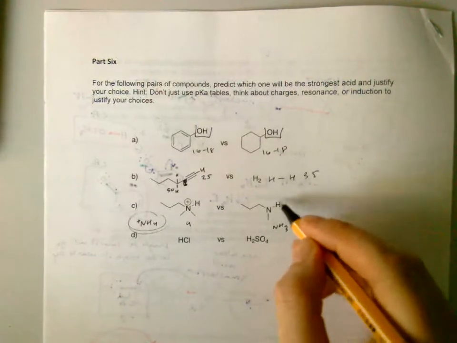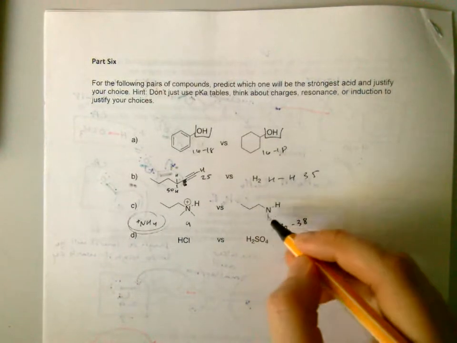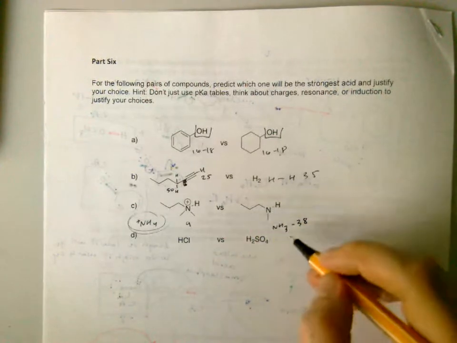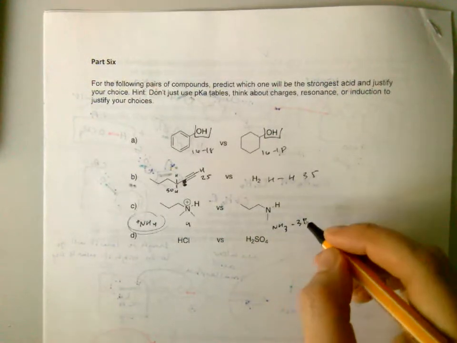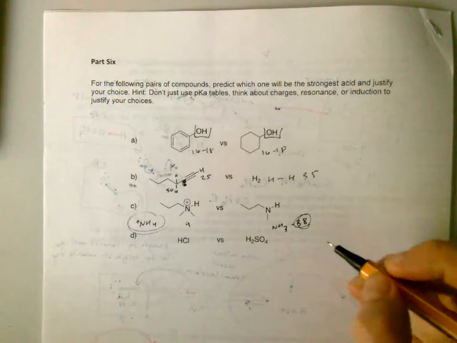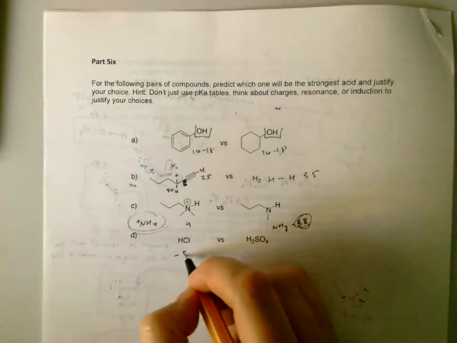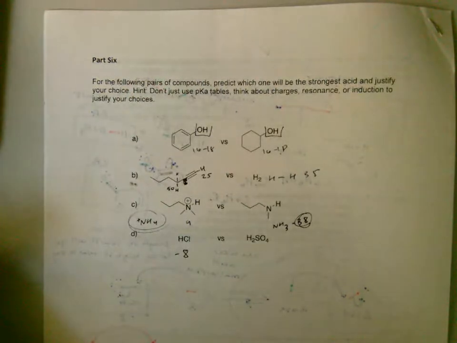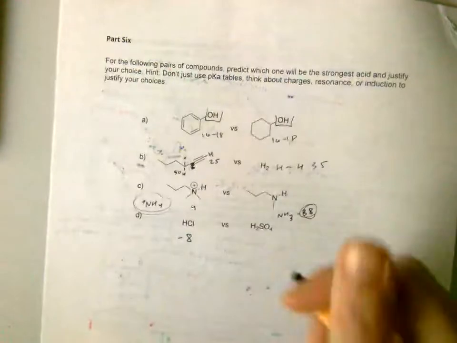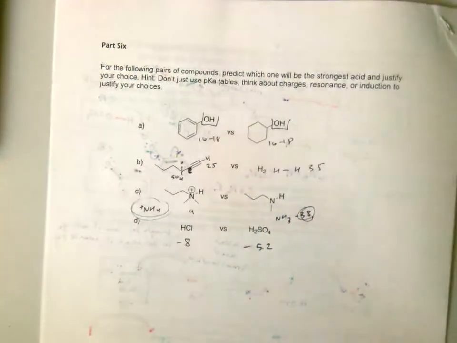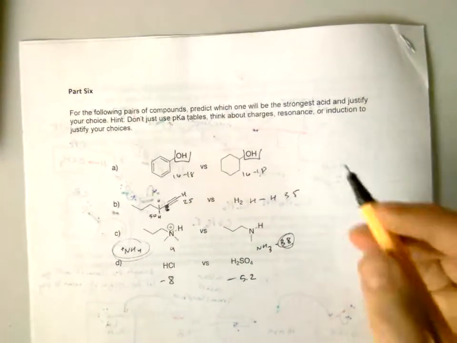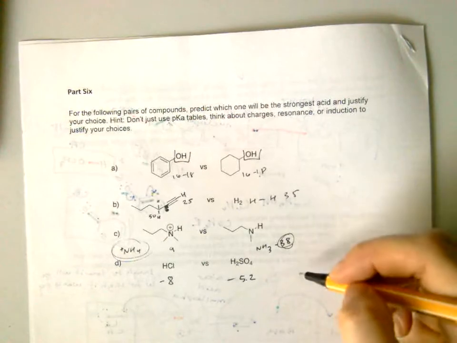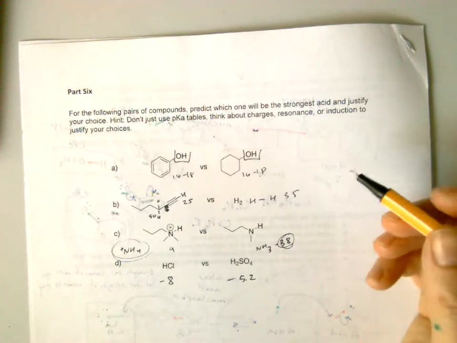I don't need to find NH with a methyl and this propyl over here. I just need NH3 basically to approximate it. And then HCl, I believe we just found was -8. And H2SO4, I'll check my pKa chart because I don't have that one memorized. It's -5.2. So you can answer almost all of these based on just pKa's.